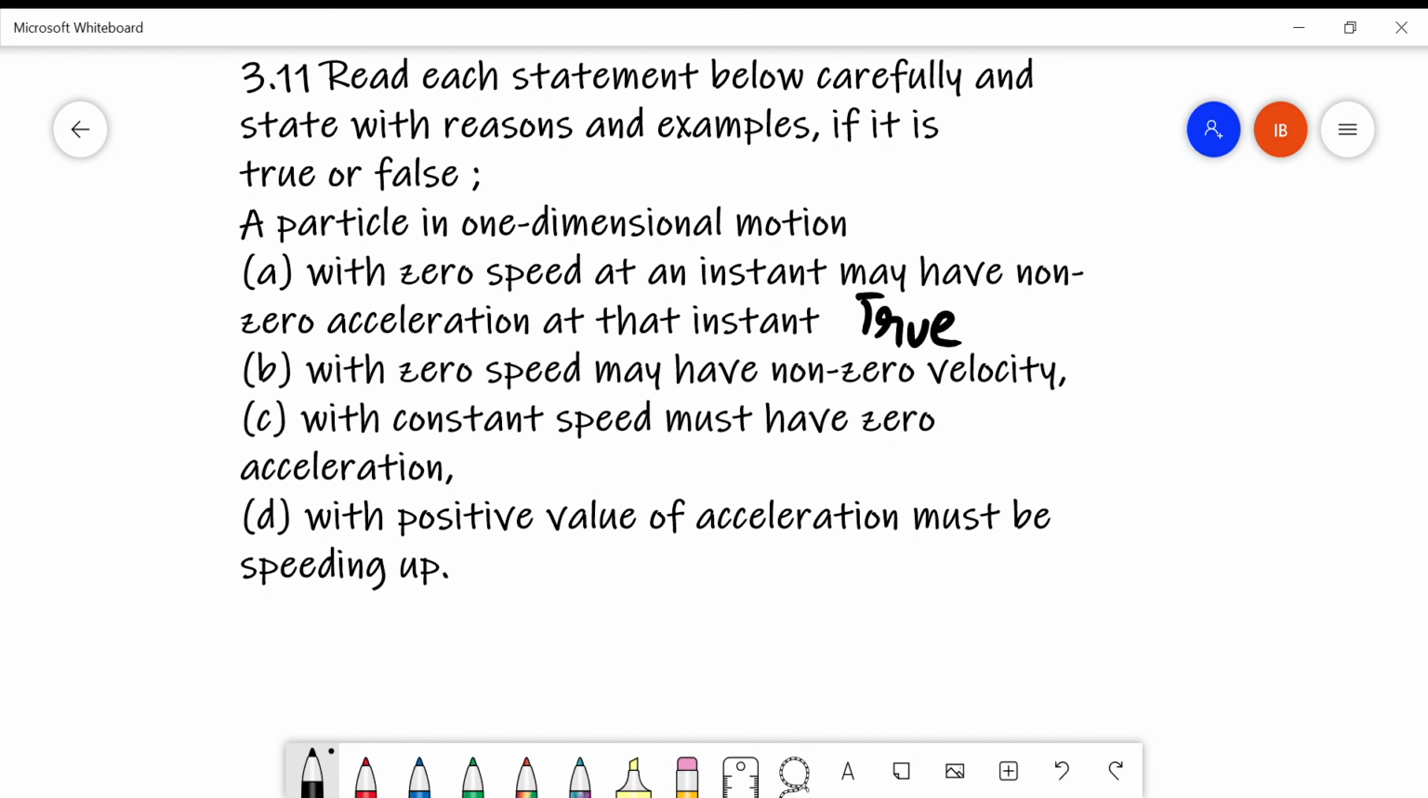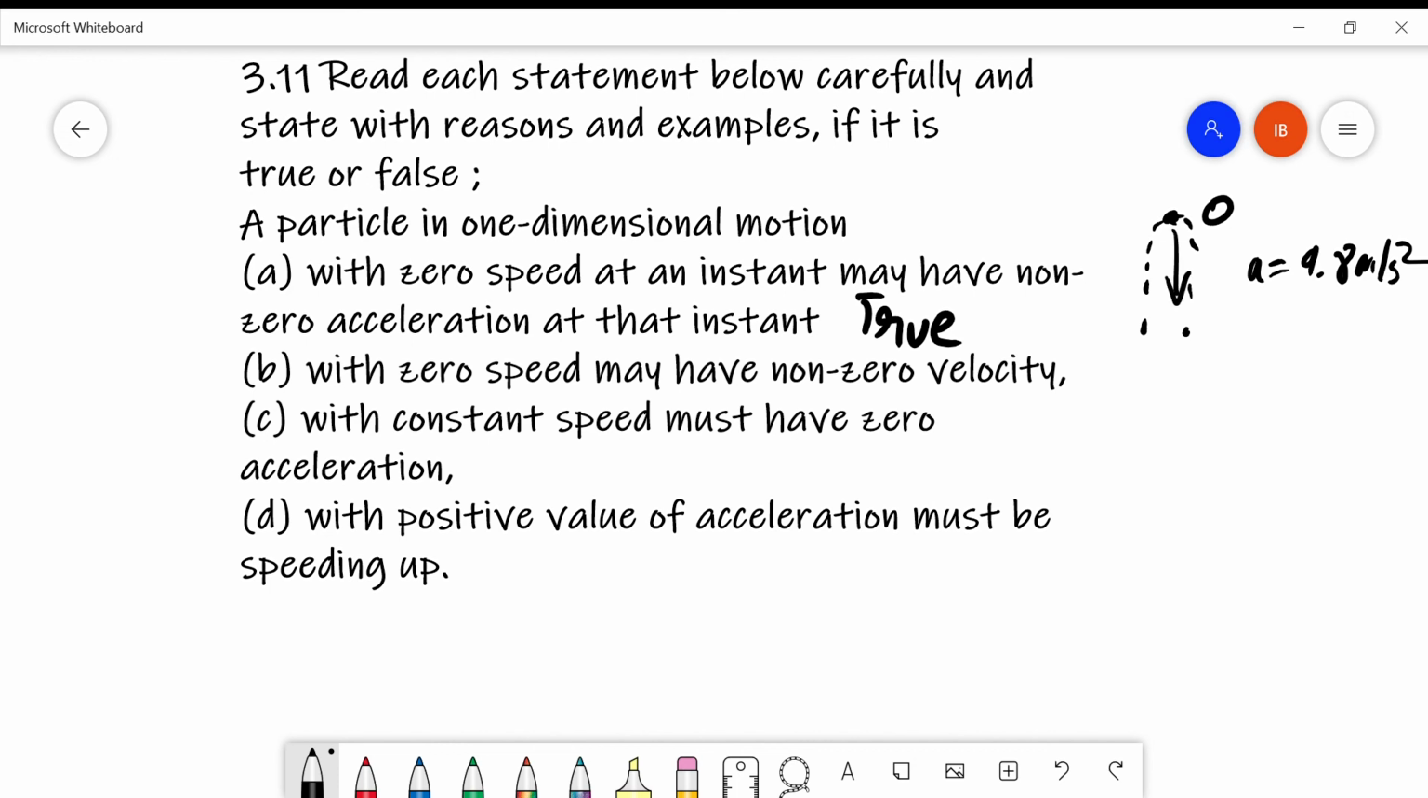If an object is thrown vertically upward, then at its highest point its speed will be 0. But its acceleration is equal to acceleration due to gravity. So at any point, even if the velocity is 0, acceleration will be 9.8 meter per second square in the downward direction, of course.